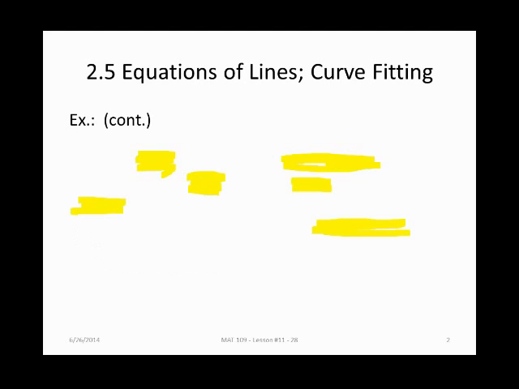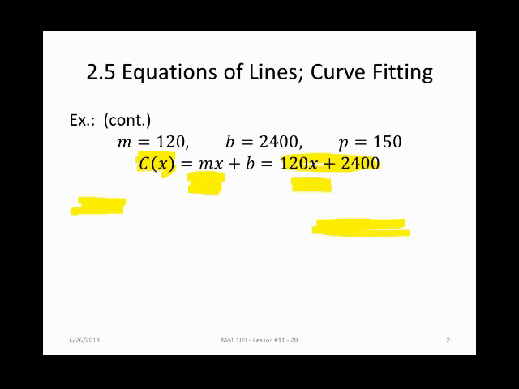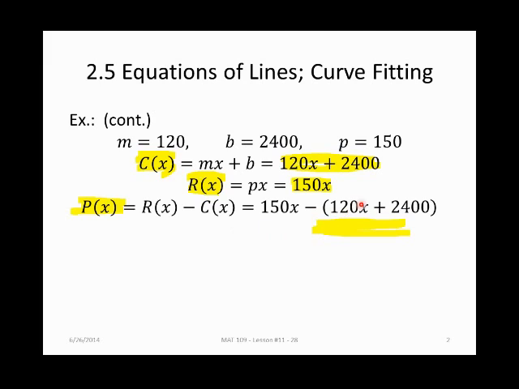So in our problem, the way we had previously set it up, we had the variable cost we were going to call m, the fixed cost b, and the selling price p. Then when we create our functions, our cost function C is just mx plus b. And with m equal to 120 and b equal to 2,400, we get that our cost is equal to 120x plus 2,400.